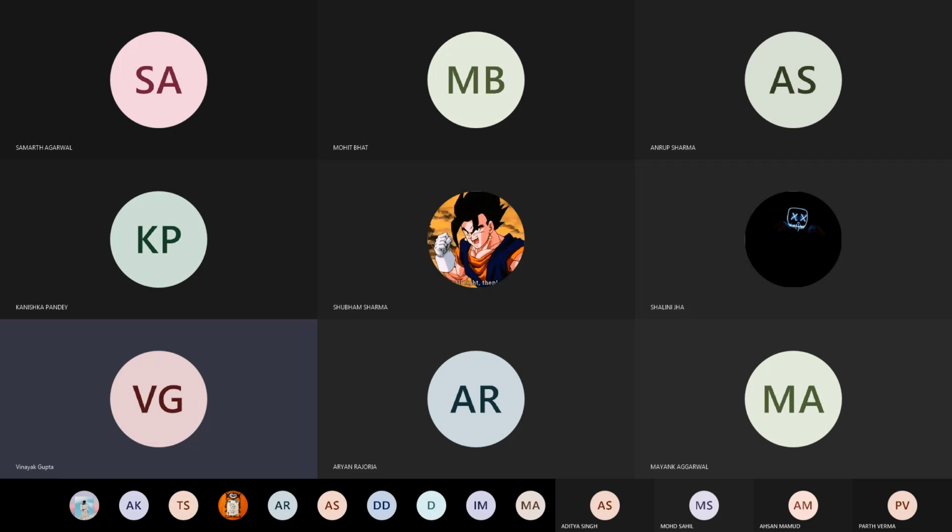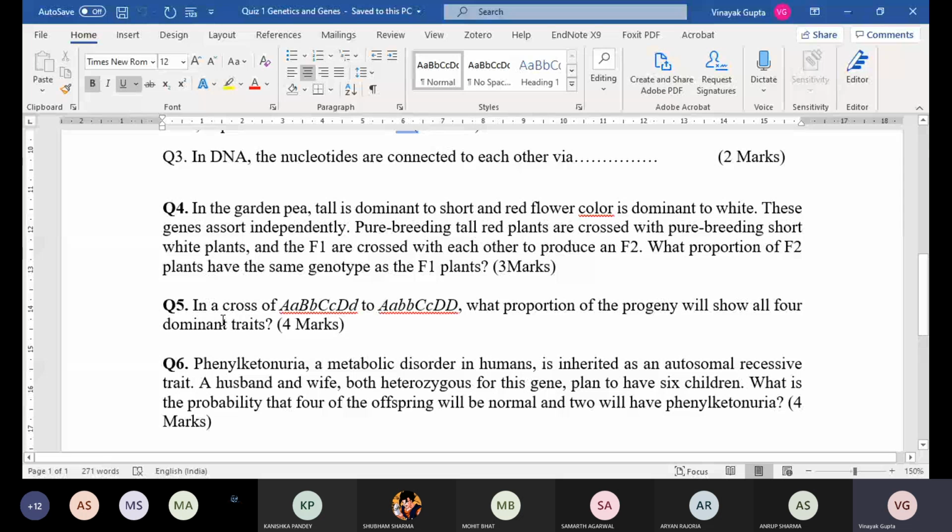Question: in the garden pea, tall is dominant to short and red flower is dominant to white. These genes assort independently. Pure breeding tall red plants are crossed with... Okay, so I think I need to put this question on a slide, then I can discuss.